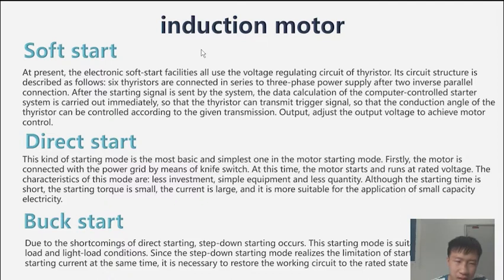And second is direct start. This kind of starting mode is the most basic and the simplest one among the motor starting modes. Firstly, the motor is connected with the power grid by means of a knife switch. At this time, the motor starts and runs at the rated voltage.